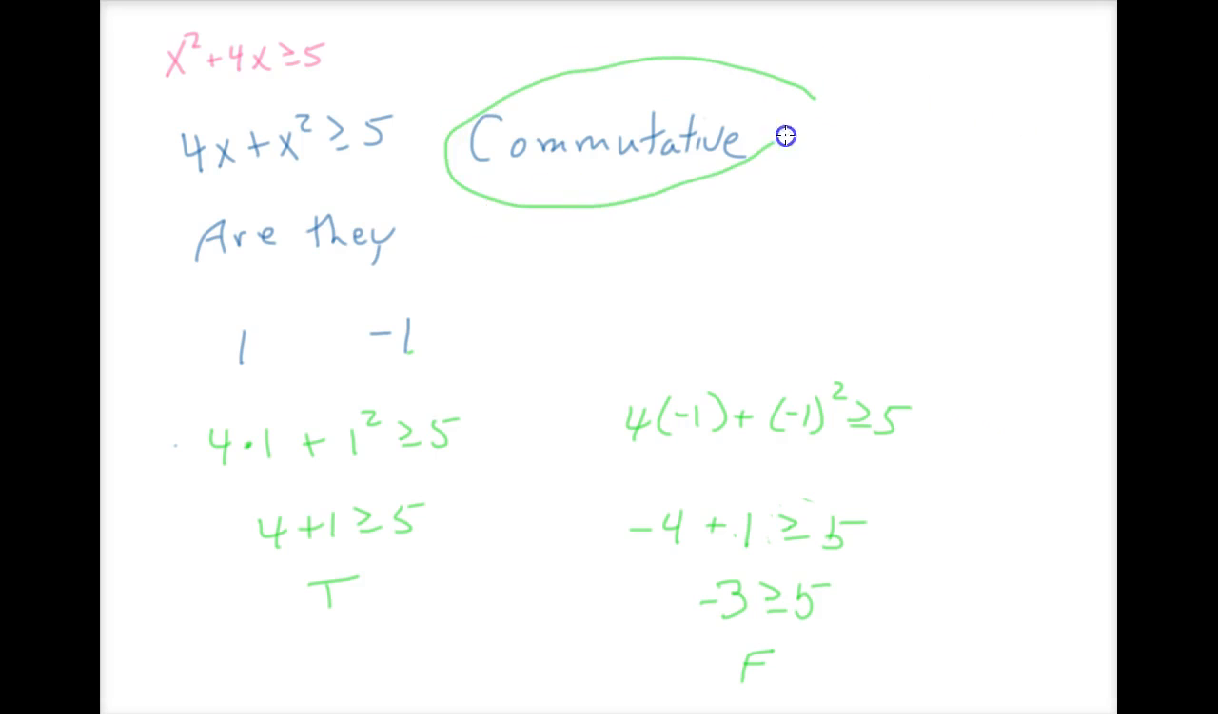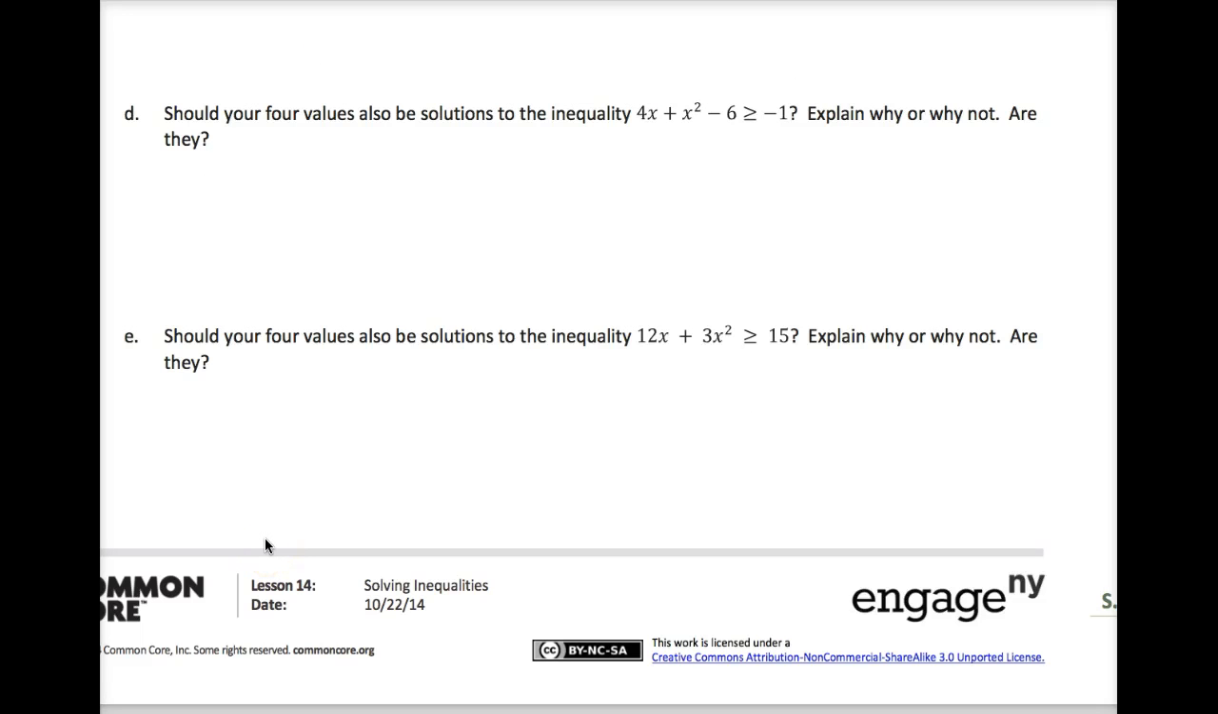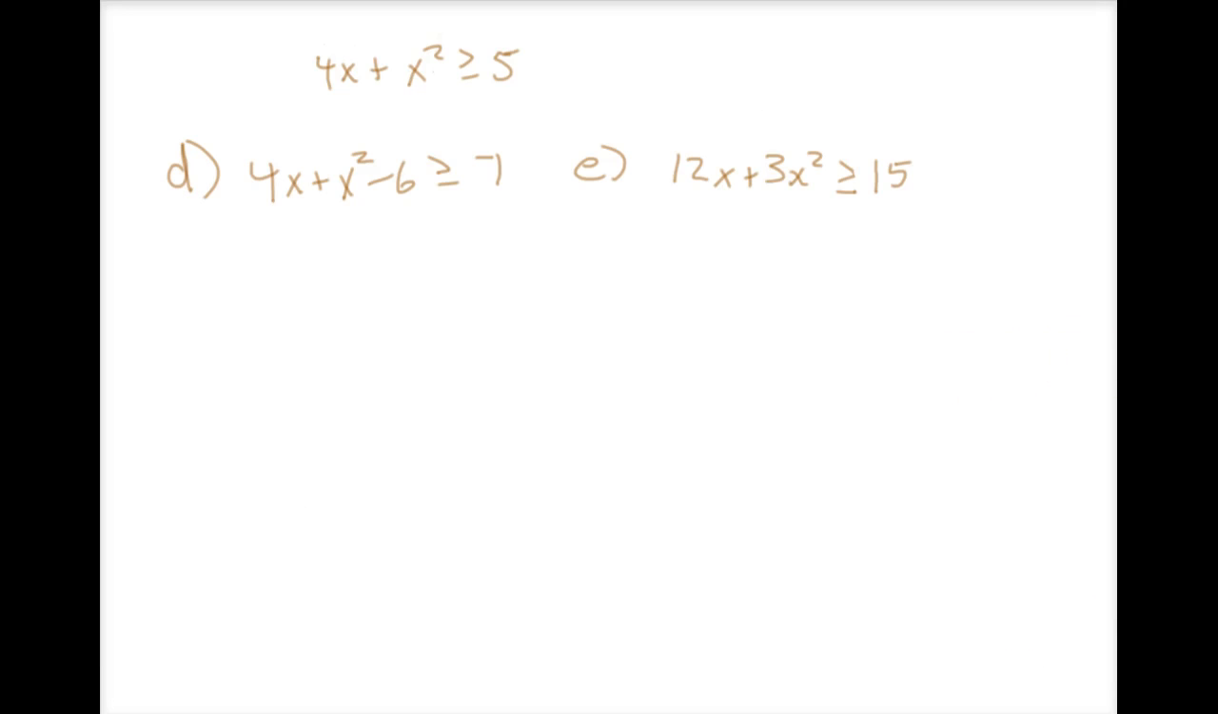Commutative. And really, every time you do a math problem, what you're looking for is what was different and what was the same. We're going to take D and E together this time. Should your 4 values also be solutions to the inequality 4x squared plus x squared minus 6 greater than or equal to negative 1? And should they be solutions to 12x plus 3x squared greater than or equal to 15? Let's find out. If you're going to do a problem like this, one of the things you have to think about is what's the same and what's different. If we see 4x and we see x squared, and then we have this negative 6 that there isn't anything, and then we have 5 and negative 1.